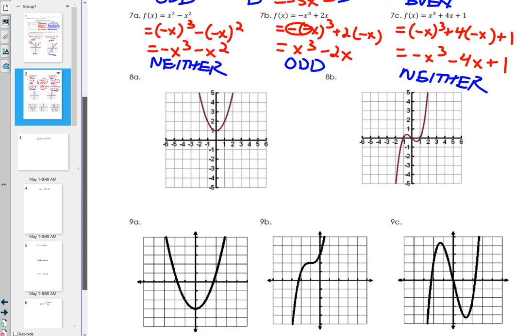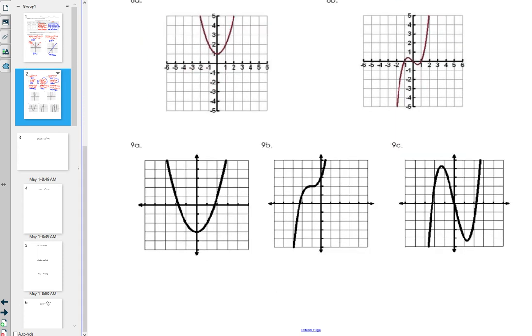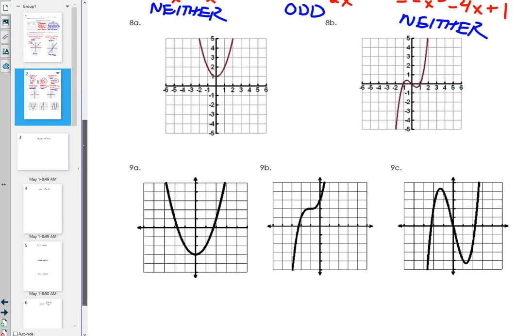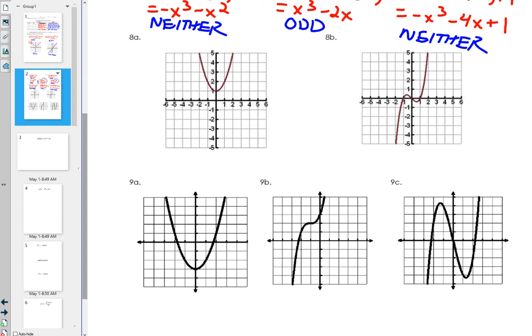Sam, I'll give you an easy one. 8A, even, odd, or neither. It is even. It should be pretty obvious. This does have y-axis symmetry. If you weren't sure, you can check the points. Ooh, a little more challenging one. So we'll go Kiara then. Even, odd, or neither for 8B.